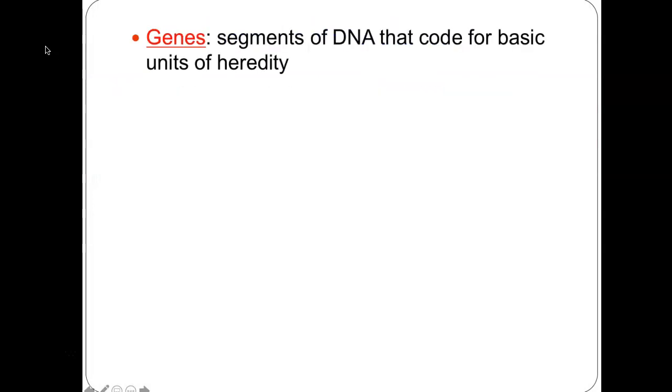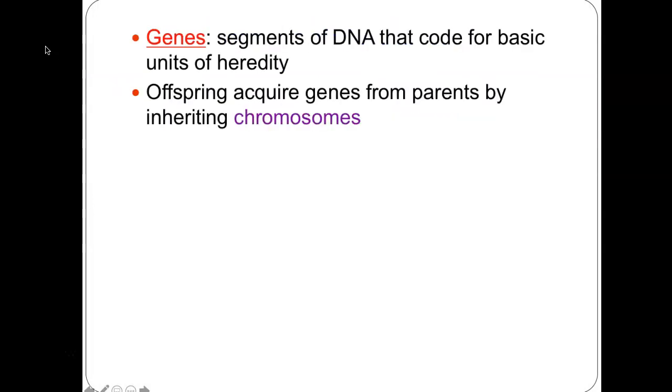So let me go through some background information and then we'll get into what the steps are. Genes are segments of DNA that code for basic units of heredity. And like we learned yesterday, DNA codes for RNA, RNA codes for proteins. So your genes ultimately code for proteins, and proteins are the reason why you have your traits. Offspring acquire genes from parents by inheriting chromosomes. One set of chromosomes from mom, one set of chromosomes from dad.